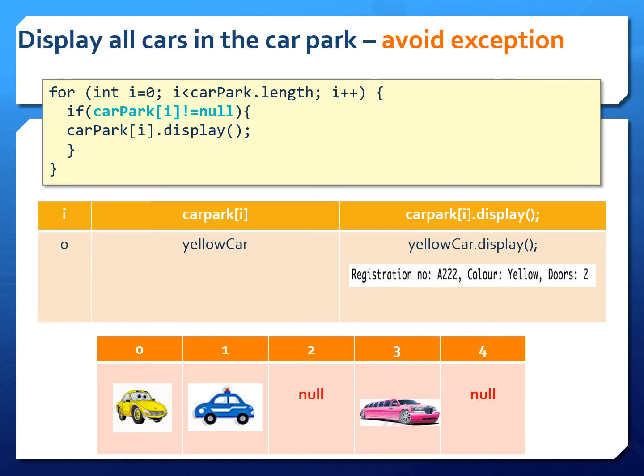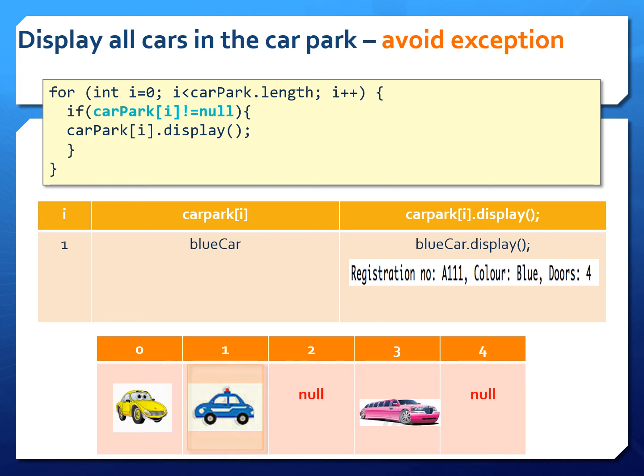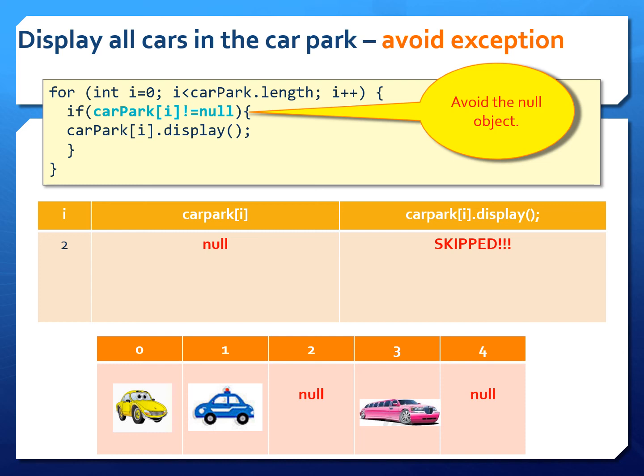Let's examine why the exception does not occur. The loop starts at i equals 0, and it will retrieve the yellow car object for display. Next, the loop counter i goes to 1, and it will retrieve the blue car object for display. Now, when i is 2, the condition in the if statement becomes false, and it will skip calling the display method.